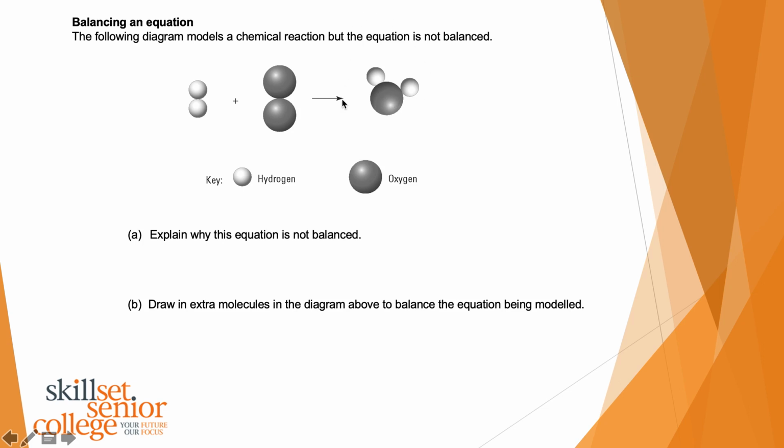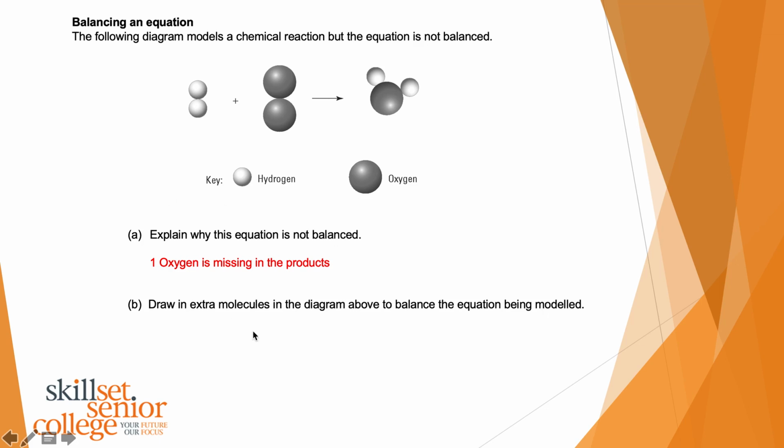But the right-hand side shows 1 oxygen and 2 hydrogen, H2O, so it's making 1 water molecule, but we're missing an oxygen here. We've got 2 hydrogen on this side and 2 hydrogen on this side, but we've only got 1 oxygen in the products, whereas we have 2 oxygen in the reactants. So 1 oxygen is missing from the products. That's fairly obvious. It says draw in extra molecules in the diagram above to balance the equation being modelled.